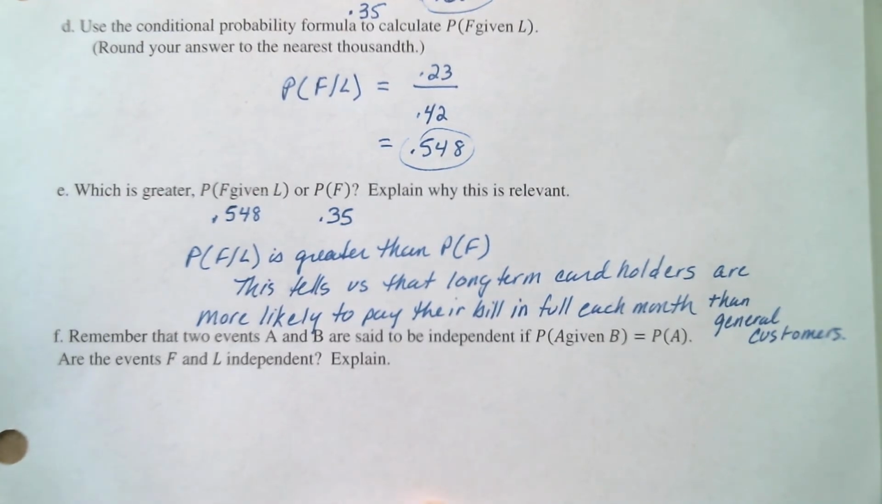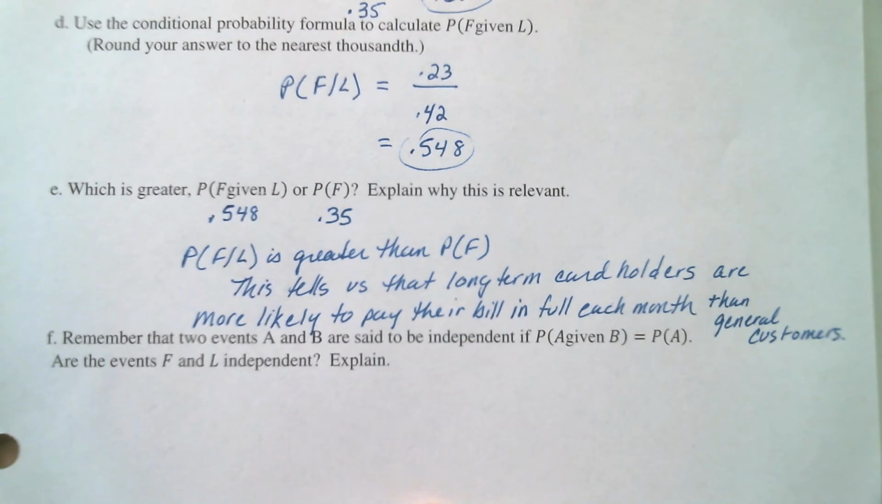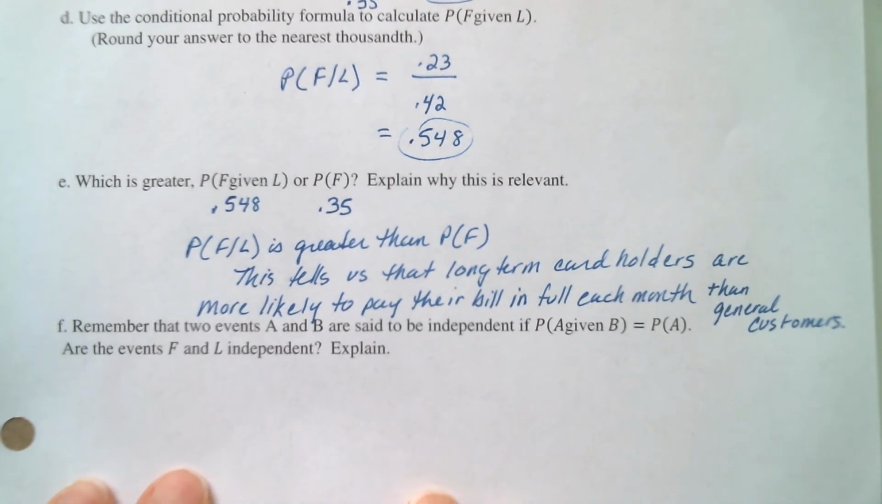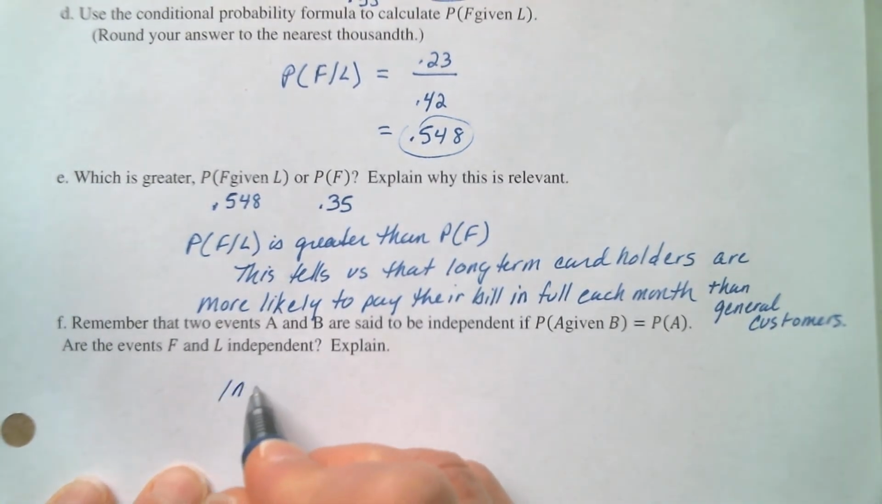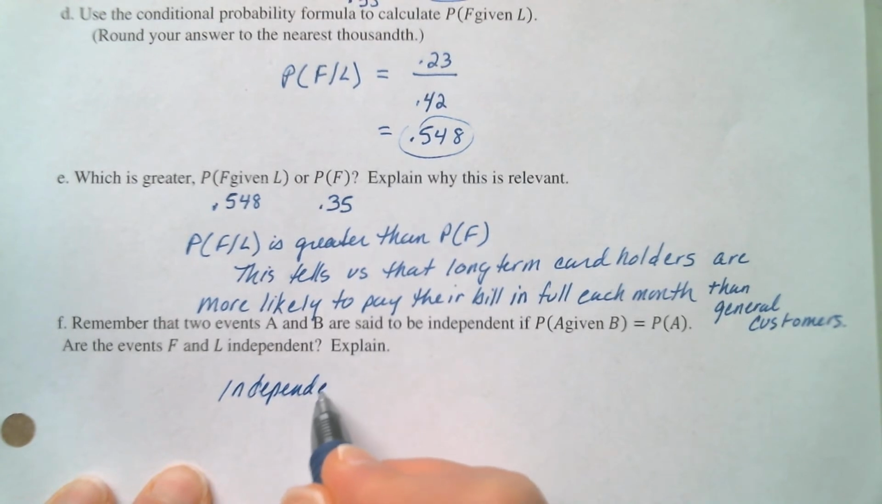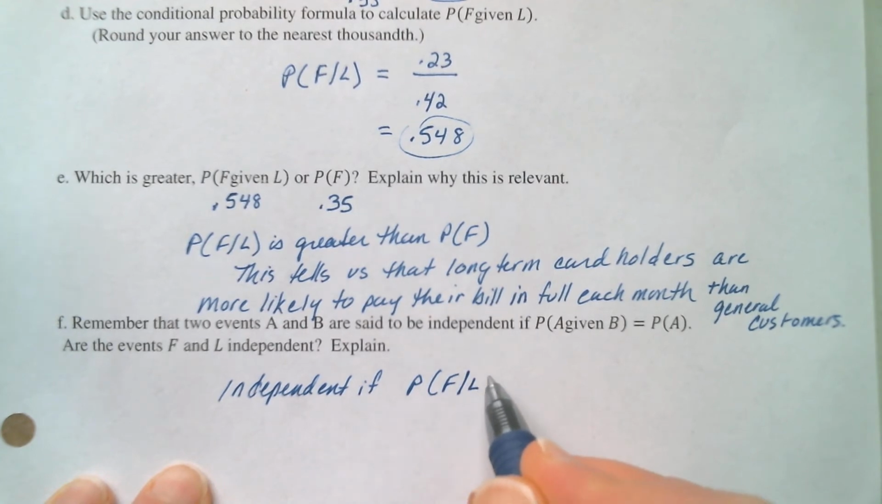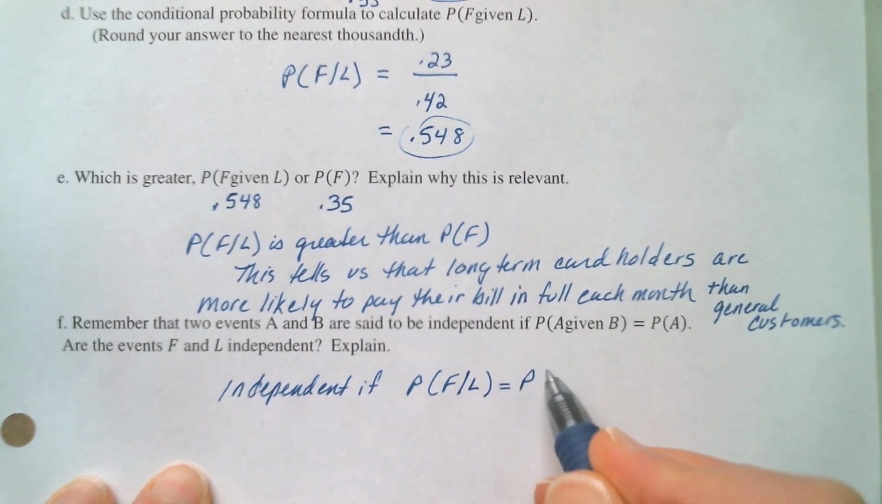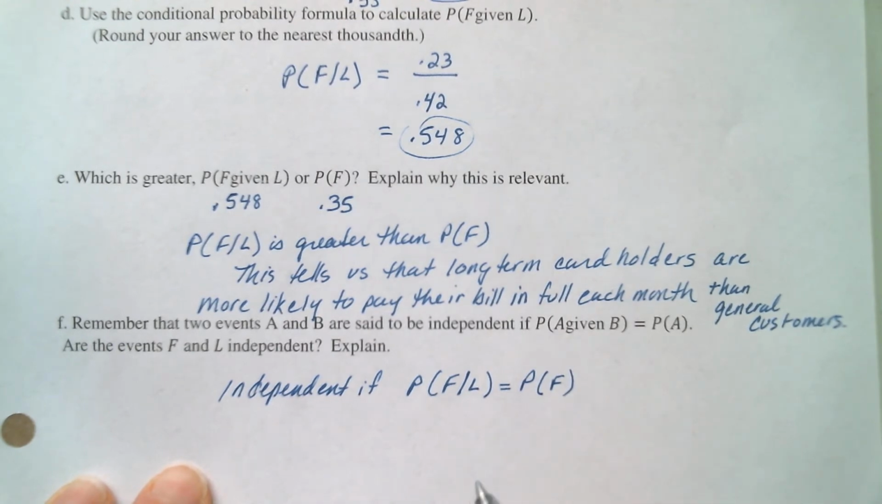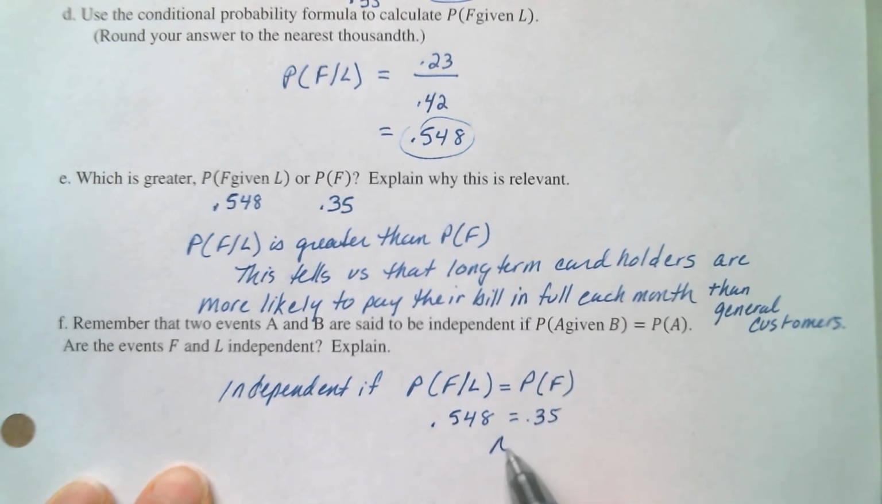Remember, two events A and B are said to be independent if the probability of A given B equals the probability of A. Are the events F and L independent? Independent if the probability of F given L equals the probability of F. The probability of F given L is our 0.548, and the probability of F was our 0.35. No, they are not independent.